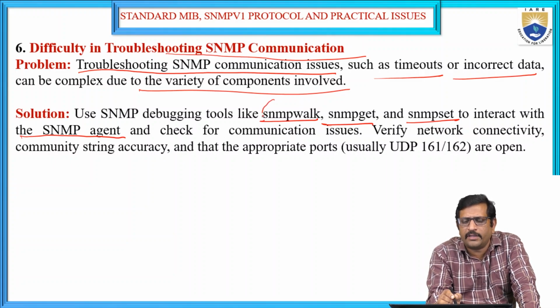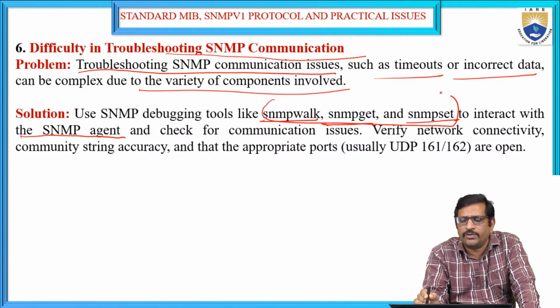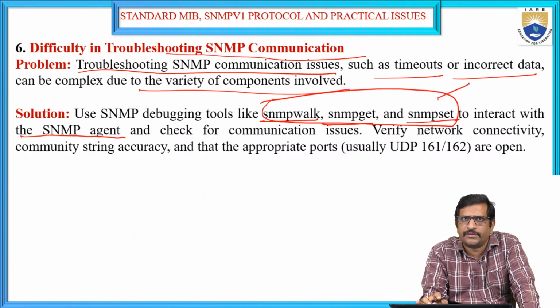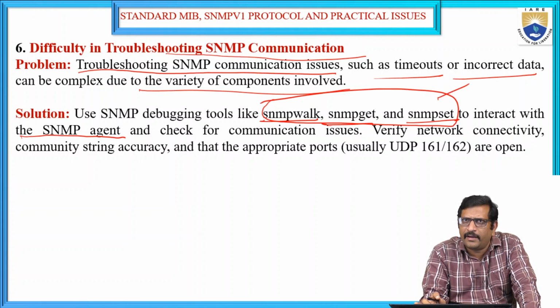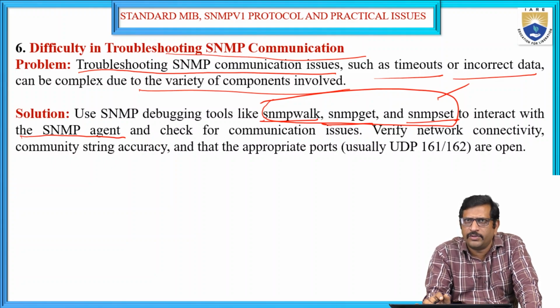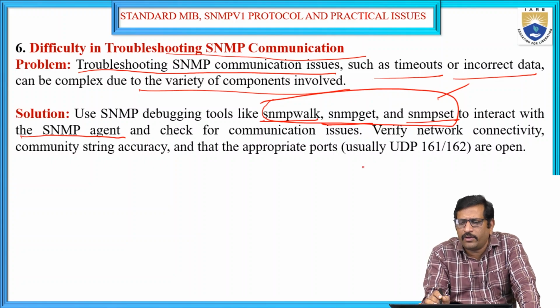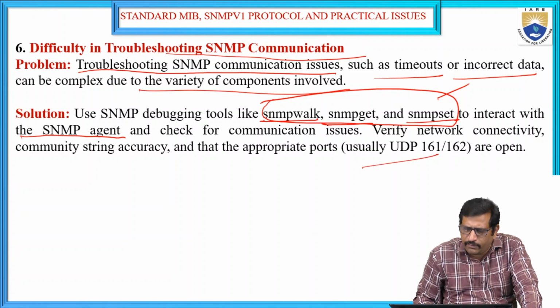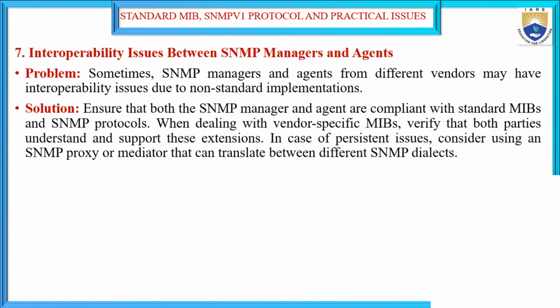These tools check communication issues, network connectivity and community string accuracy, and whether the appropriate ports are open. Usually we utilize the User Datagram Protocol, ports 161 and 162. Next, interoperability issues.